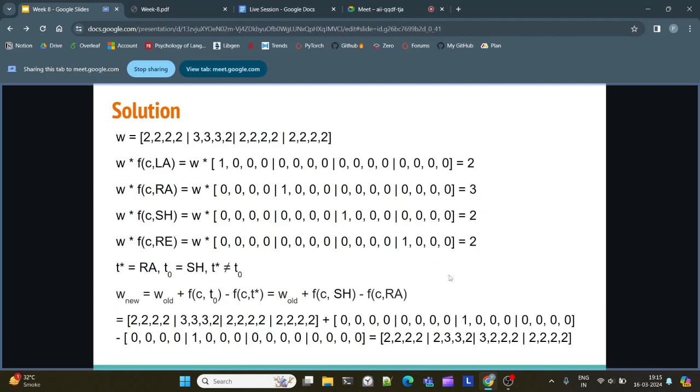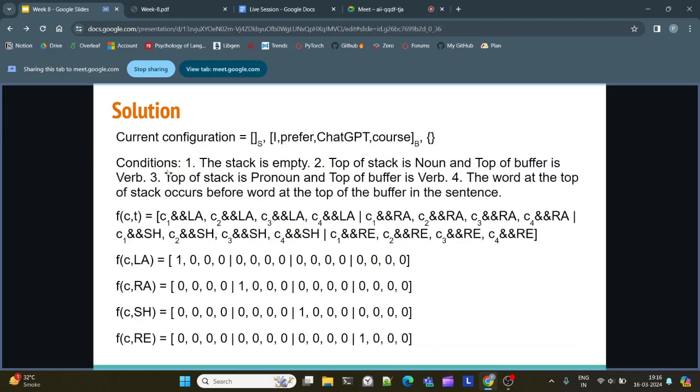Now the next step is I need to do my weight update. How do I do that? This is the initial weight that was given to me. Now, given this current set of weights, I need to see what optimal transition is being predicted by the classifier. I multiply the weight with each of the features that I obtained. Let's see one by one. I'm multiplying the weight with f of c comma la, which was this one.